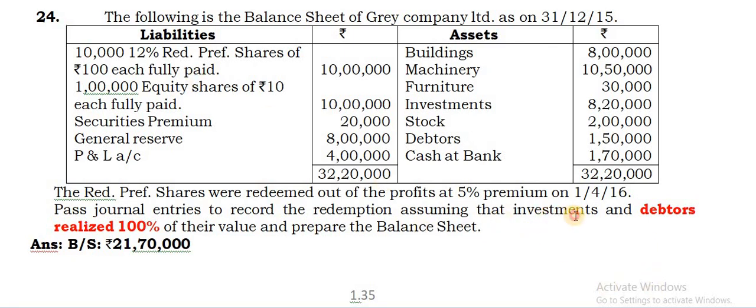But there is an investment. See, this is a new thing. Only investments we have seen earlier being sold, but here along with the investments even debtors are also realized 100%, he is saying. So what you do is debit the bank account, and credit the debtors account and the investments account. So here 8,20,000 plus 1,50,000, together it is 9,70,000 being realized, you have to take, right?